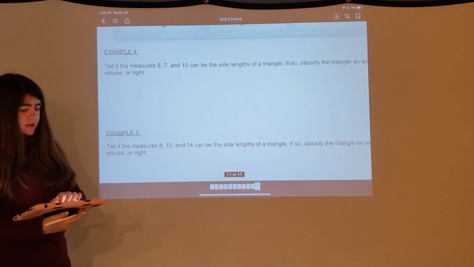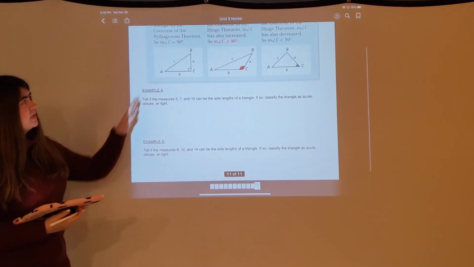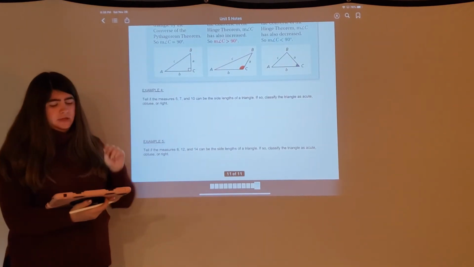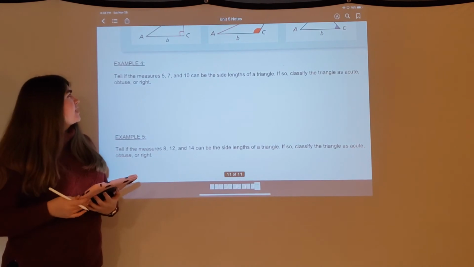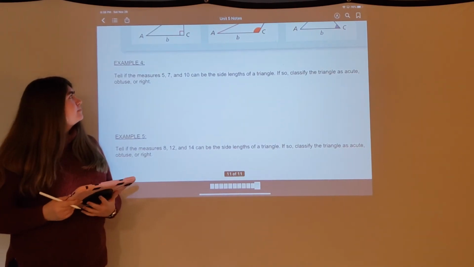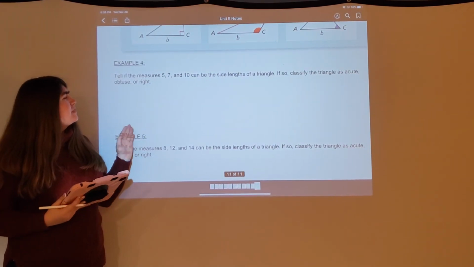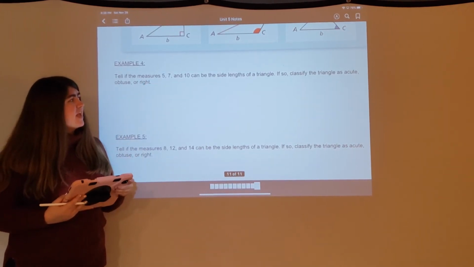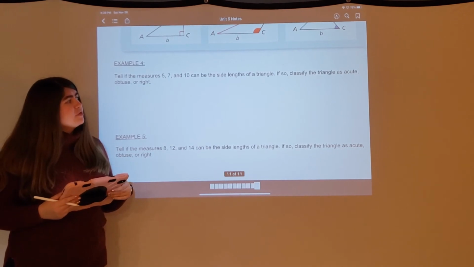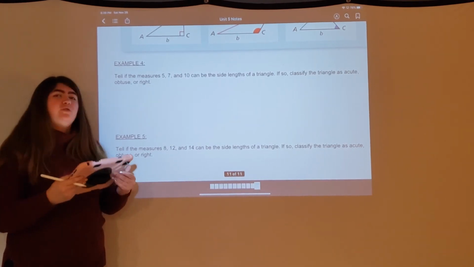Alright, let's take a look at a couple examples. That's all that this is saying right here, so we're not going to go into those details. Example 4 says to tell if the side length measures 5, 7, and 10 can be the side lengths of a triangle. If so, classify the triangle as acute, obtuse, or right.